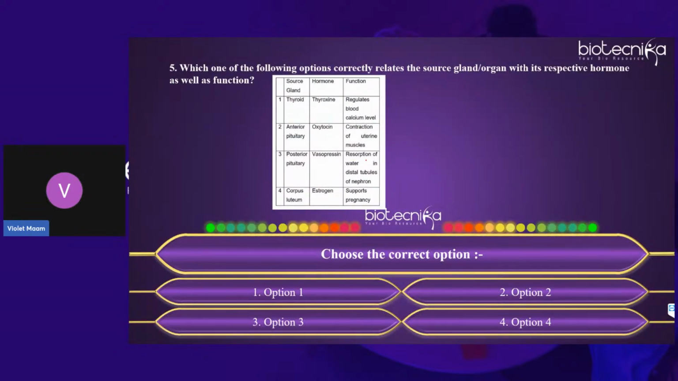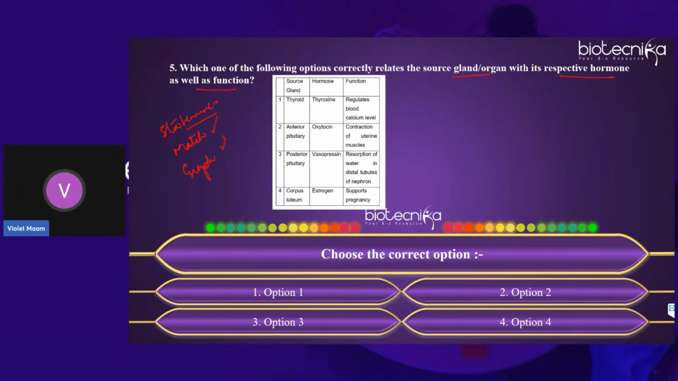Let's move ahead and see the fifth question. The fifth question is related to endocrinology. Which one of the following options correctly relates the source gland or organ with its respective hormone as well as function? If you see in endocrinology, they ask statement based questions. They have even asked match the following type of questions, and they even ask graph based questions. So anything, match the following, graph based, statement based, any type of question might be asked.